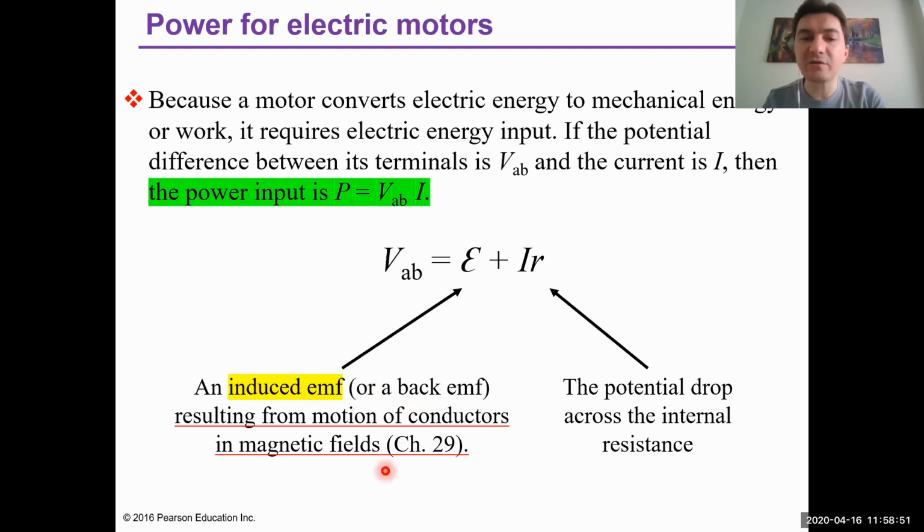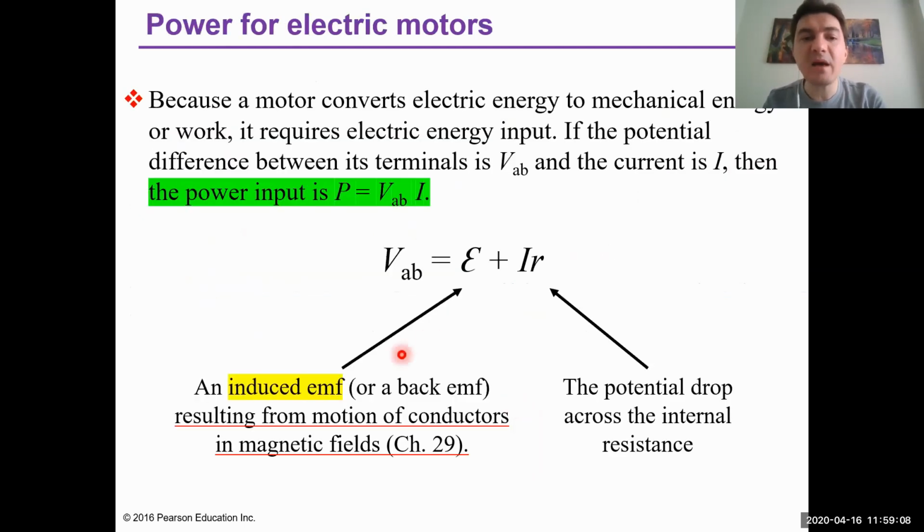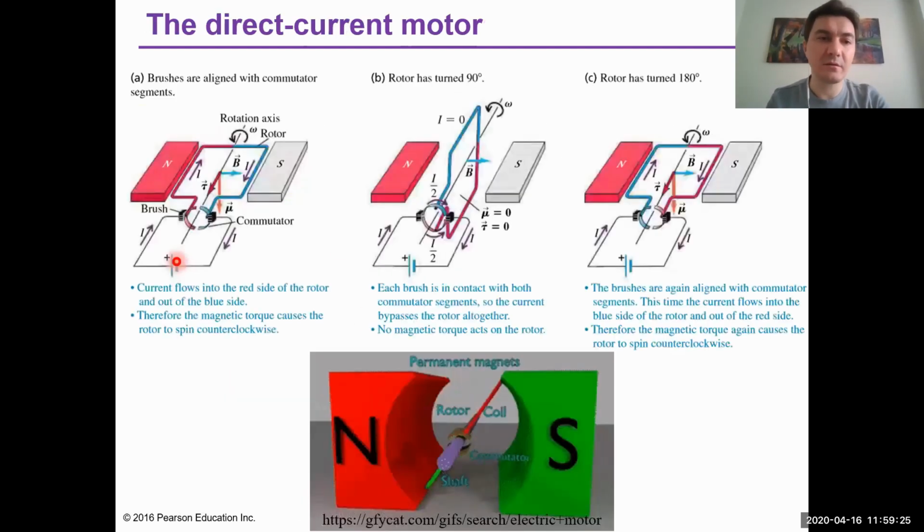We will discuss that topic in chapter 29. If you have a conductor with a current in it, and you change the position of that conductor in a magnetic field, then an EMF will be produced. We will discuss this one later on. This is called an induced EMF or a back EMF, resulting from motion of conductors in magnetic fields. So this is the potential between those points.